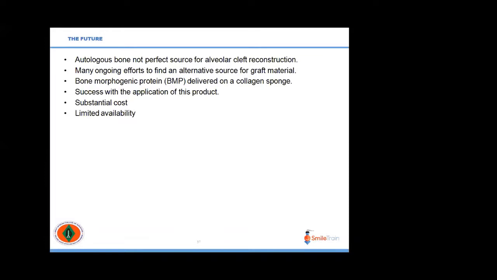Autologous bone is not a perfect source for alveolar cleft reconstruction. Many ongoing efforts are looking for an alternative source of graft materials. Bone morphogenic protein delivered on a collagen sponge is another successful way of repairing alveolar bone clefts. But the problem is that it's quite expensive and its availability is limited. I've not seen one before, but I believe in developed countries it is being used. In the next few years, we should be looking at this area.